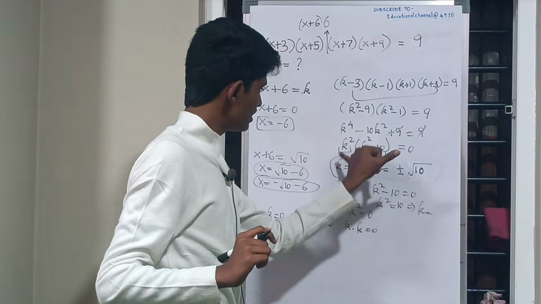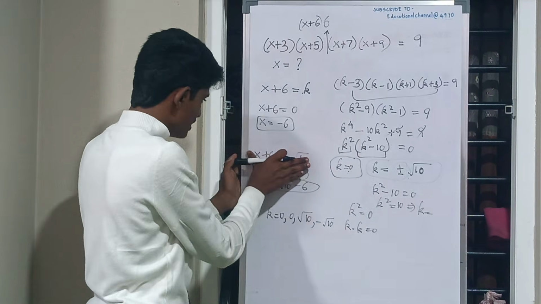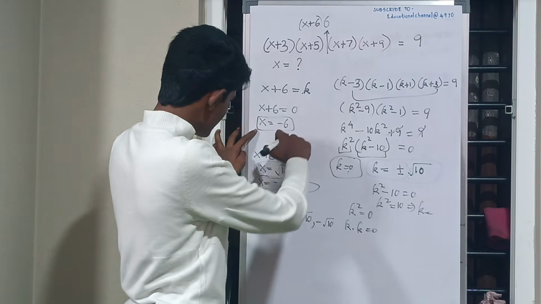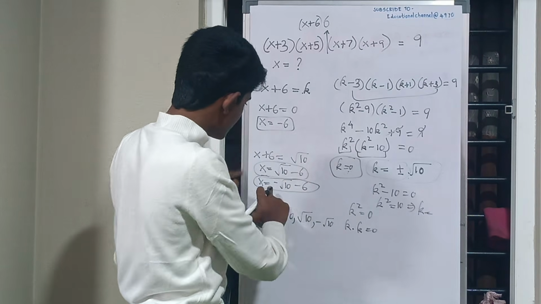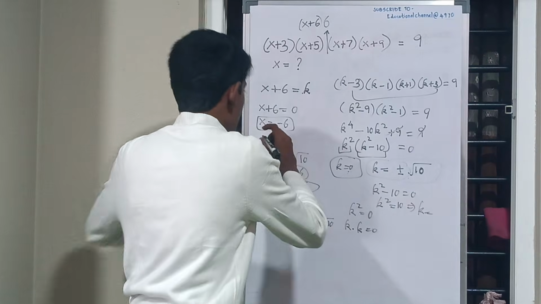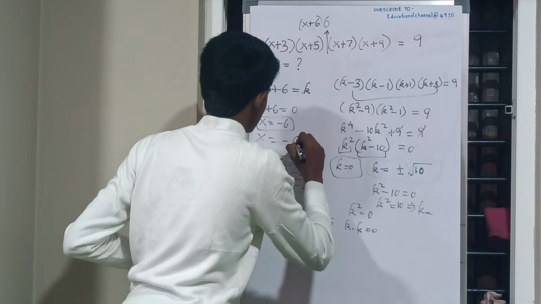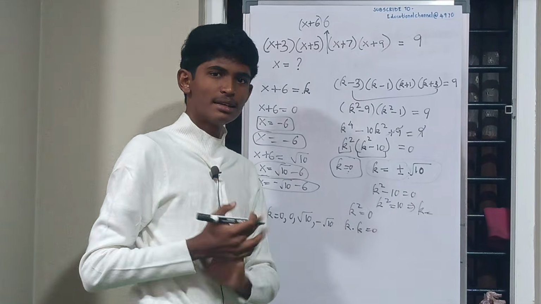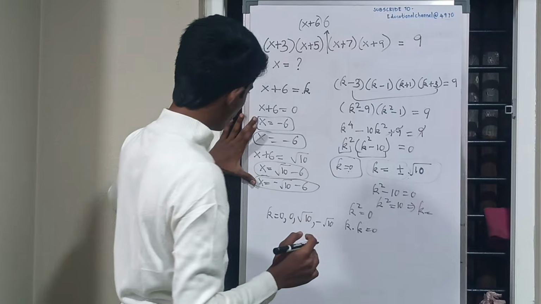Okay? From this equation, I am substituting it here in order to get the values of x. So I got x equals minus 6, x equals root 10 minus 6, x equals minus root 10 minus 6 and again x equals minus 6. Okay. So these are the 4 values of x.